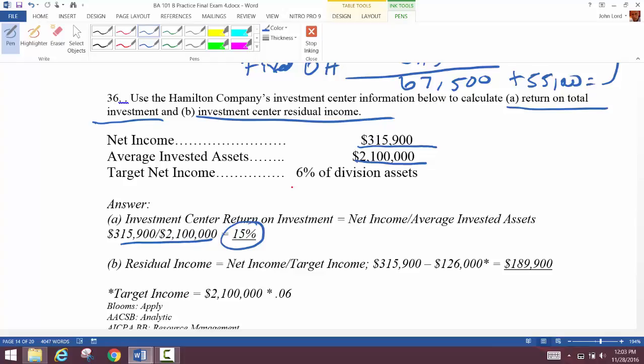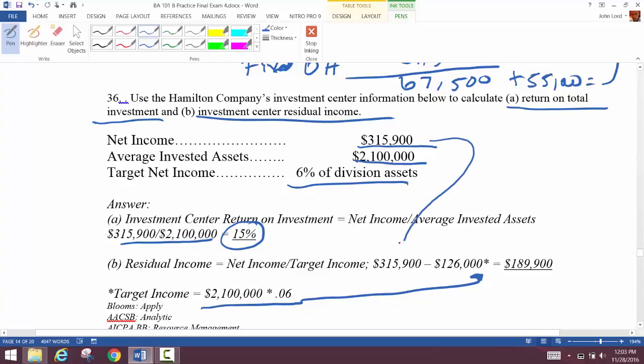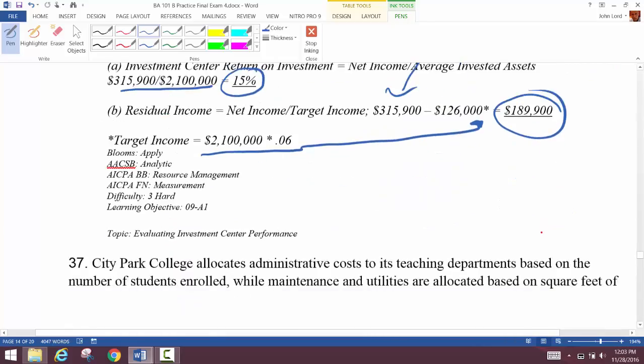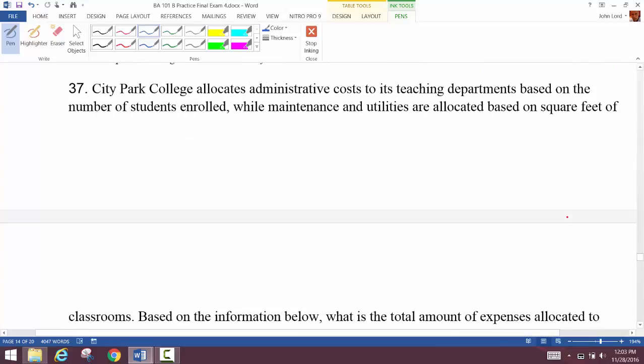Then they ask, what's the residual income? Well, if their target income is 6% of the invested assets, 6% of 2,100,000 is going to be what? 126,000, and they actually had net income of 315,000, so they have 189,900 residual income, right? On the exam, they're going to say 100,000, 200,000. The right answer is going to be what? 189,900. Residual income. Okay, good.